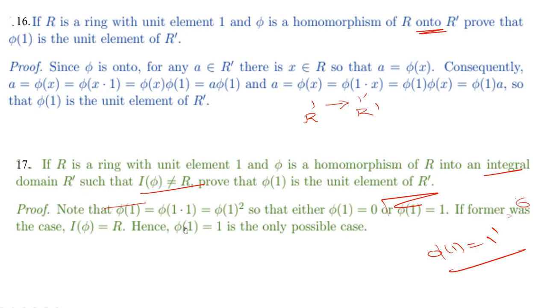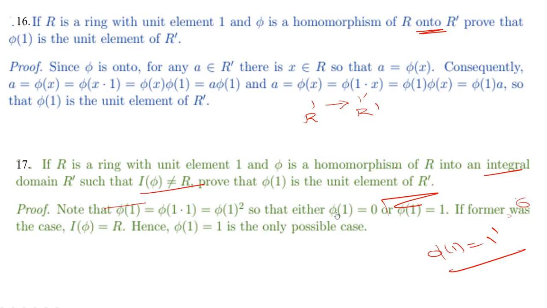Now in the next one, because of onto-ness we have this. Now the same concept for this, but in this case the condition is different. R prime is an integral domain and kernel phi is different from R. If R is a ring with unit element 1 and phi is a homomorphism of R into an integral domain R prime with kernel phi not equal to R, then we have to show that phi of 1 is the unit element of R prime. Now if we consider phi of 1, we can write that as phi of 1 into 1, which is phi of 1 the whole square.